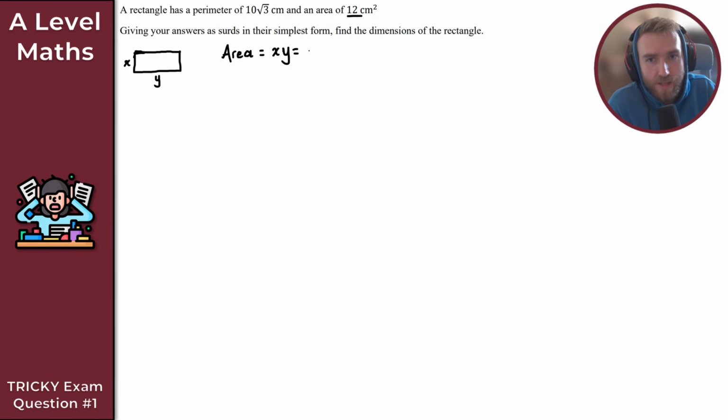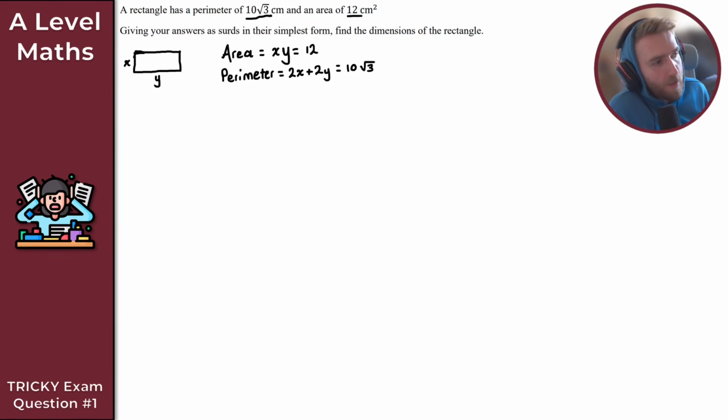So xy then is equal to 12. And then for the perimeter here, let's just write this down in full. This would be x plus x plus y plus y. So basically just 2x plus 2y, okay? And we also know then that the perimeter, 2x plus 2y, is equal to 10 root 3, okay? So that's 10 root 3 there.